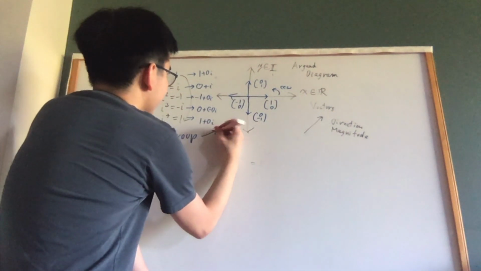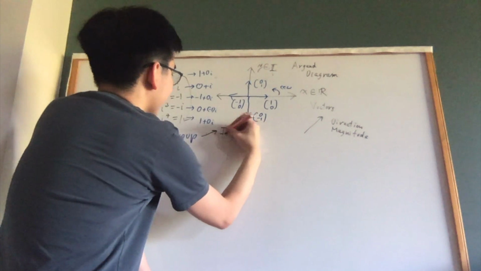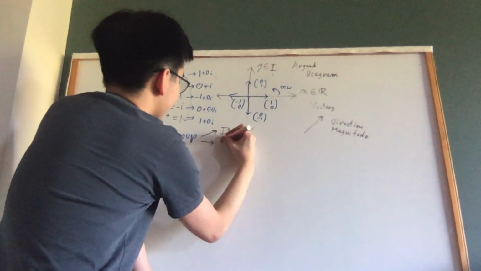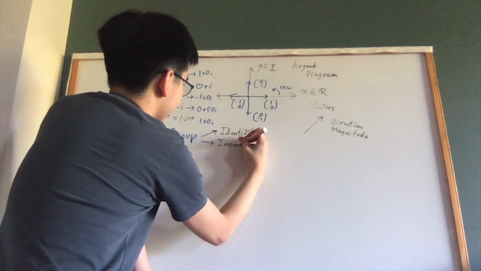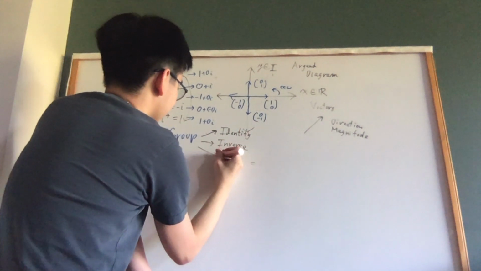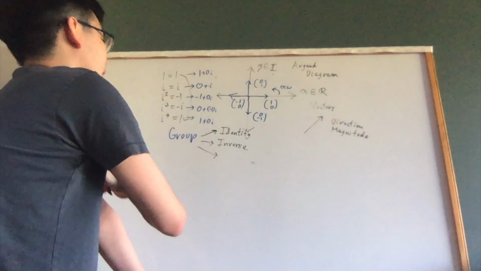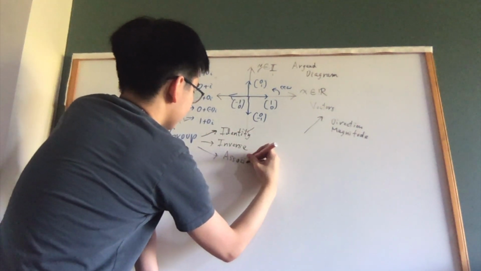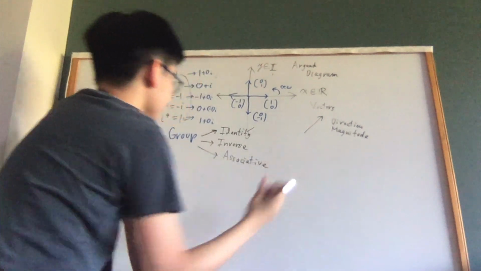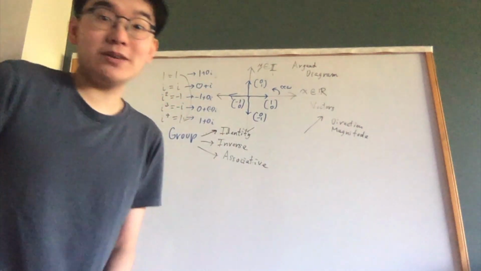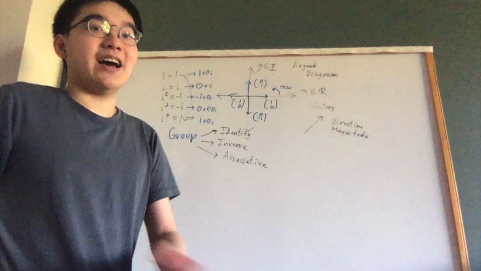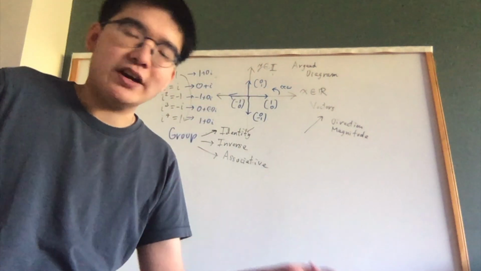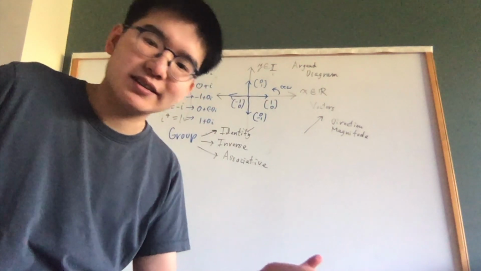Number 1, it must have an identity element. It must have an inverse. And it must be associative. Let me explain intuitively what these things are very quickly. An identity element means if you act on that object with the identity element, you get the same thing back.